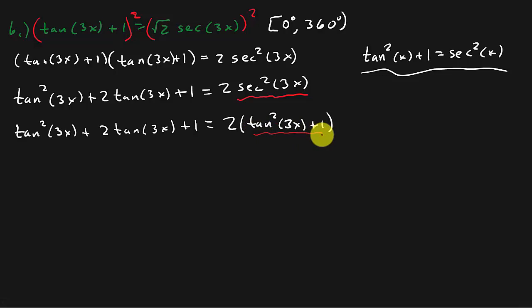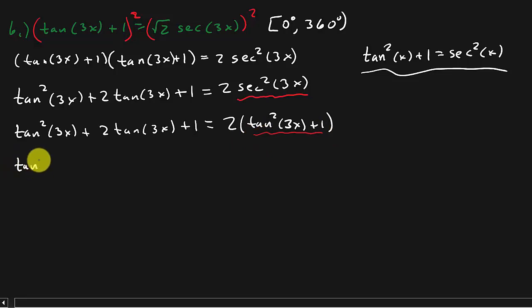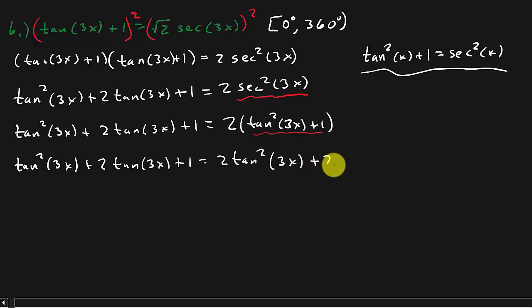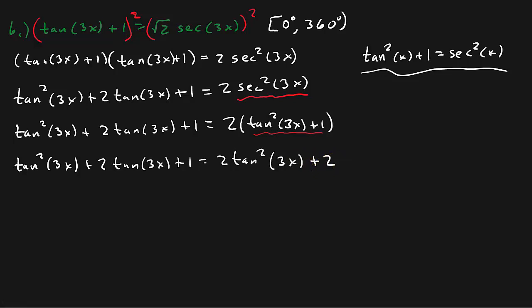All right. Now, let's clear the parentheses here. So that's going to be tangent squared 3x plus 2 tangent 3x plus 1 equals 2 tangent squared 3x plus 2. All right, so let's get everything to one side.